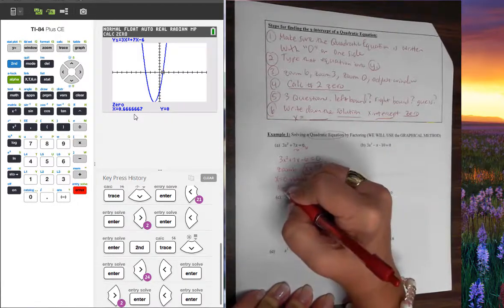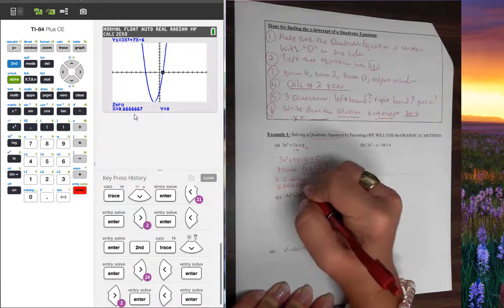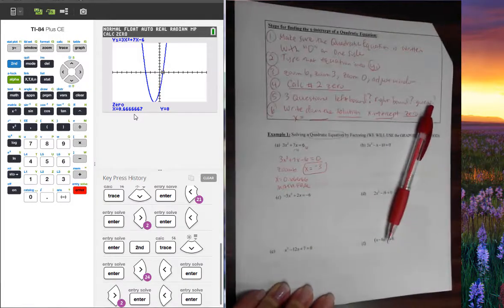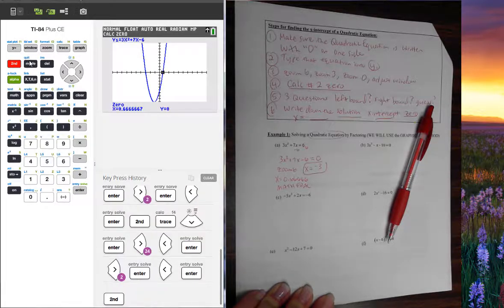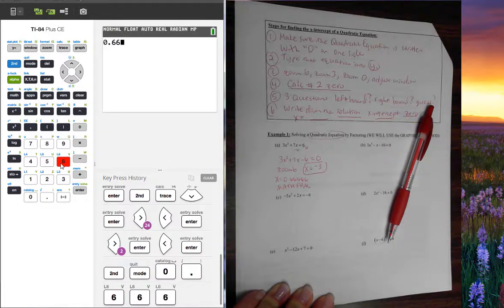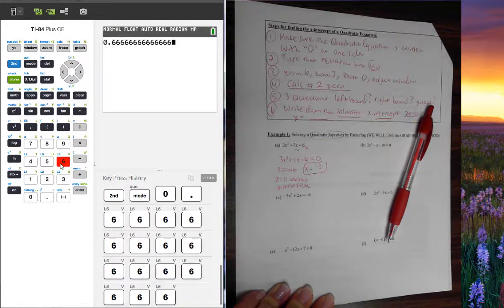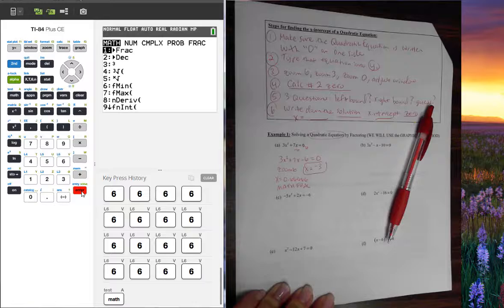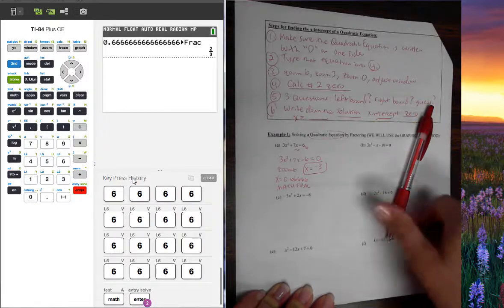Okay, remember you have your math fraction button, because sometimes MyMathLab is picky about how it wants the answer as a fraction. So I'm going to quit, going back to my home screen, second quit, and I type in the 0.666666, math, and press enter for fraction, and that's 2/3.